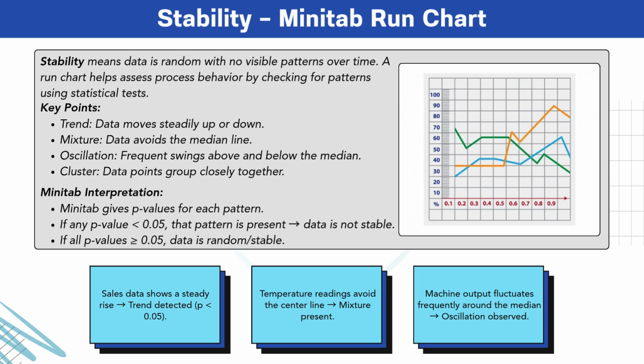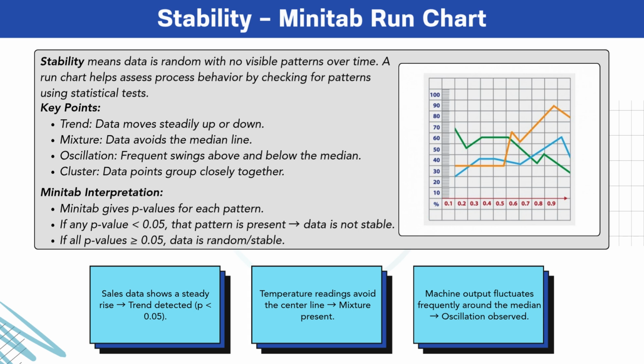Minitab automatically checks for these patterns and provides p-values for each. Here's how to interpret them. If any p-value is less than 0.05, that pattern is likely present, and the data is considered not stable. If all p-values are 0.05 or higher, the data is considered random and stable.